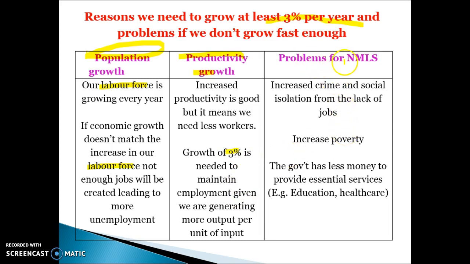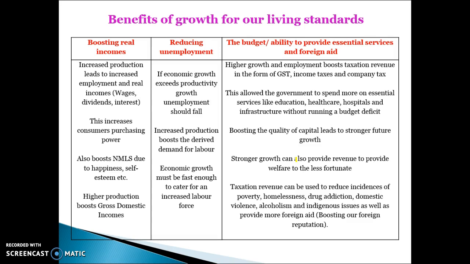And lastly, it's important for our non-material living standards to grow at 3% because it can lead to more unemployment, which hurts crime and social isolation. If there's high levels of unemployment, increased poverty, and when the government can improve our non-material living standards because the government's got more money to provide essential services.